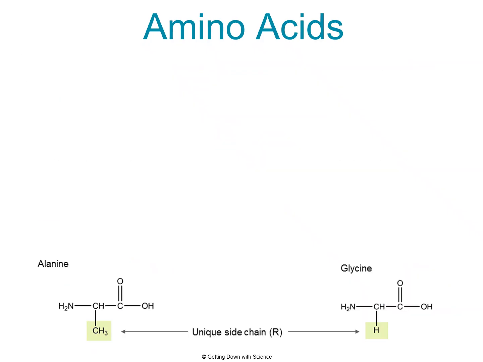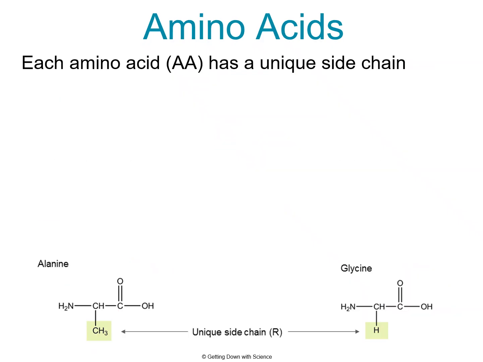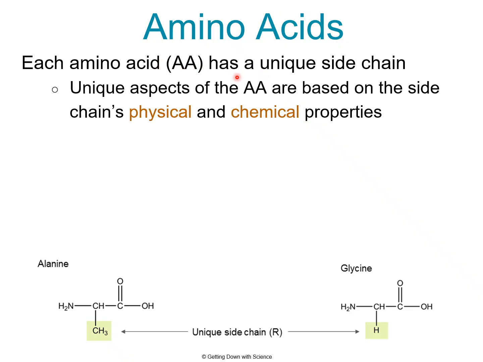All right, a little bit more about amino acids and their side chains. Each amino acid, abbreviated AA, has unique side chains, and side chains are the same as the R groups. What it does is give these amino acids unique properties. The physical and chemical properties of these amino acids are unique depending on what side chains they have. And what are some of these unique properties?